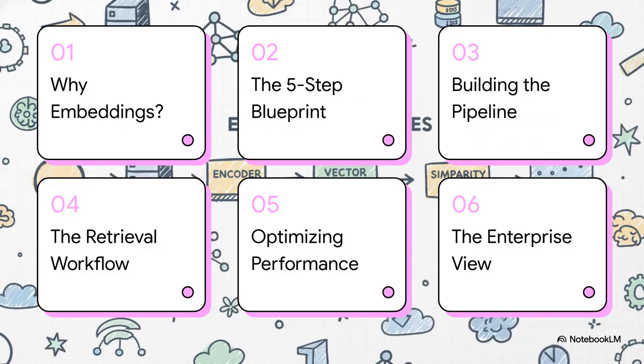So, here's our game plan for this explainer. We're going to start with the why, then I'll walk you through a super clear 5-step blueprint for building one of these pipelines. We'll see it in action, figure out how to optimize it, and then zoom out to see how it all fits into a bigger enterprise system.